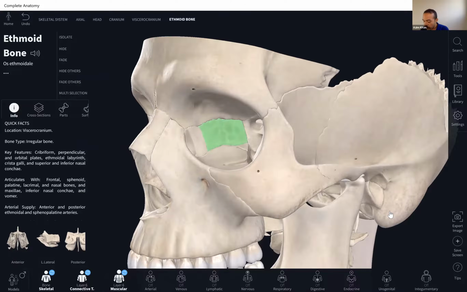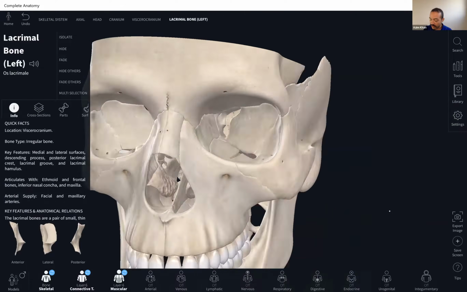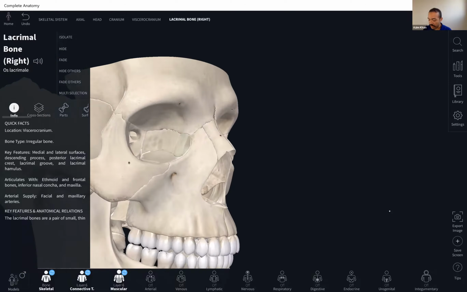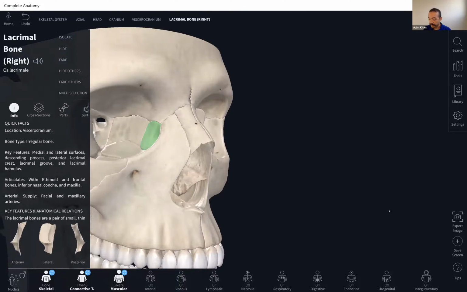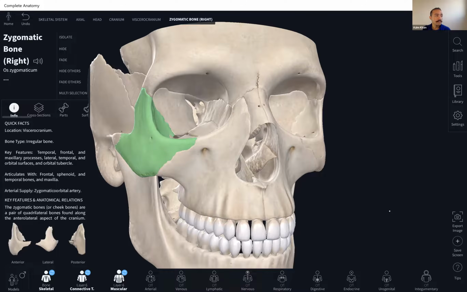You can see the lacrimal bone right here, a very small bone. There's one of the lacrimal bones. You can see it on the other side if I click here. There's the other lacrimal bone. The zygomatic is lateral. Here's the zygomatic bone.